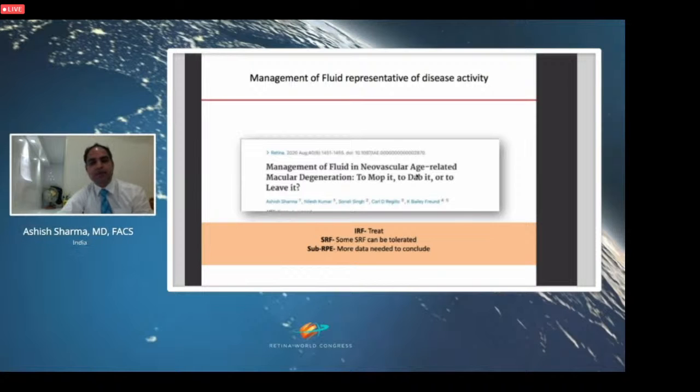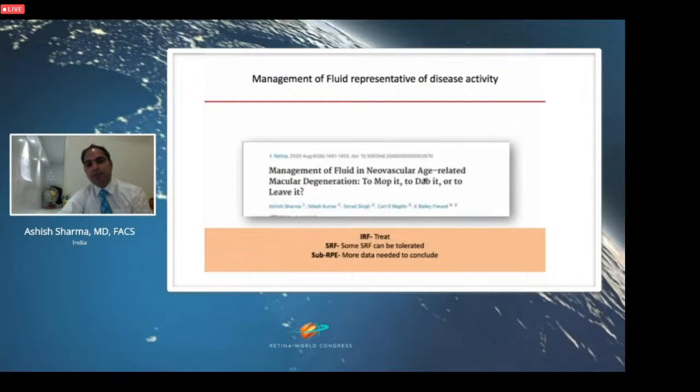As far as management of the fluid is concerned, over the last 2 decades, with multiple trials and evidences, especially from the CATT and the VIEW trials, we have come to an understanding that intraretinal fluid was associated at each and every time point with poor visual acuity, and even at baseline it was a poor predictor. In cases of SRF, we have evidence that if SRF doesn't resolve over time, probably the persistent SRF is something that can be tolerated. Sub-RPE fluid, I think we still need more data to conclude anything conclusive.